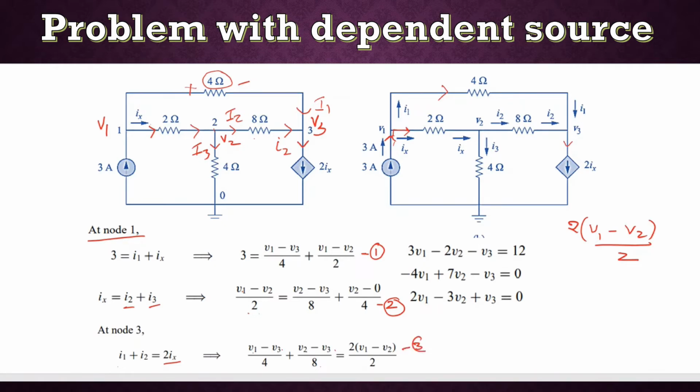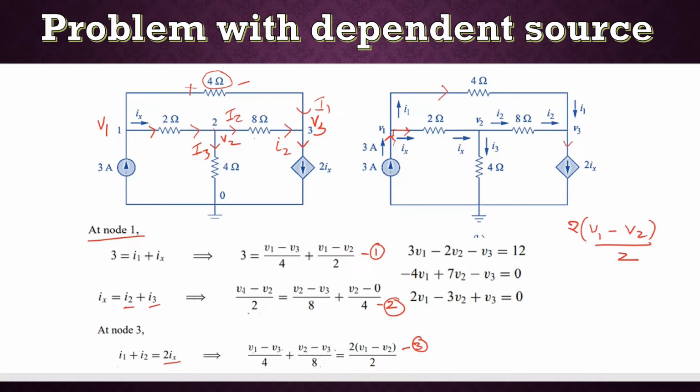Now you got 3 equations with 3 unknowns. If you simplify equation number 1, it will be 3V1 minus 2V2 minus V3 is equal to 12. If you simplify the second equation, you will get minus 4V1 plus 7V2 minus V3 is equal to 0. And if you simplify the third equation, you are going to get 2V1 minus 3V2 plus V3 is equal to 0. So these are the 3 equations.